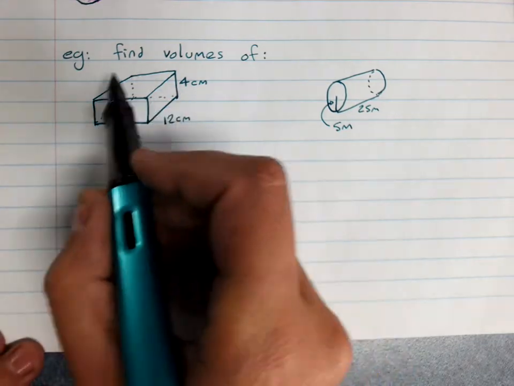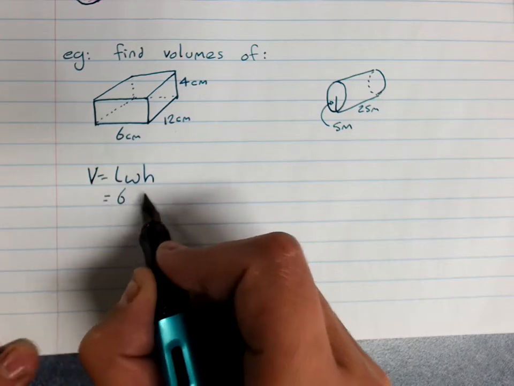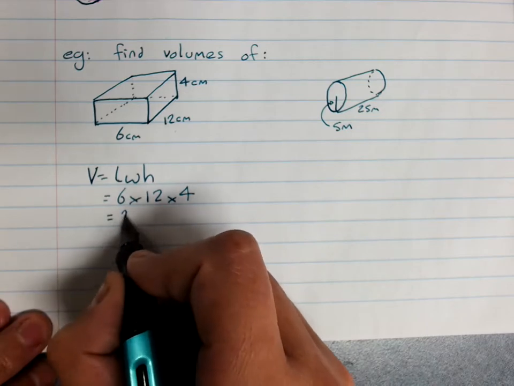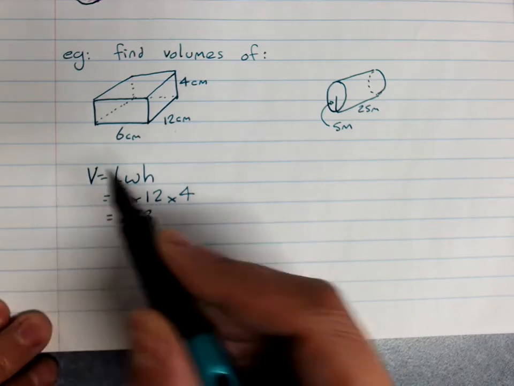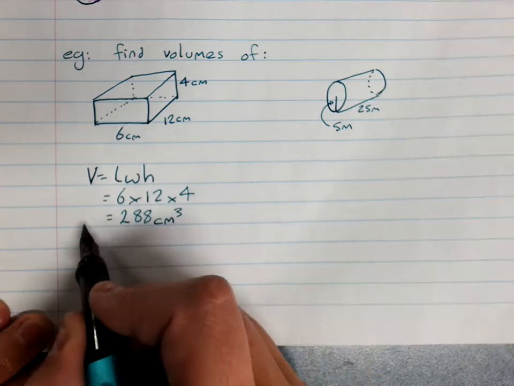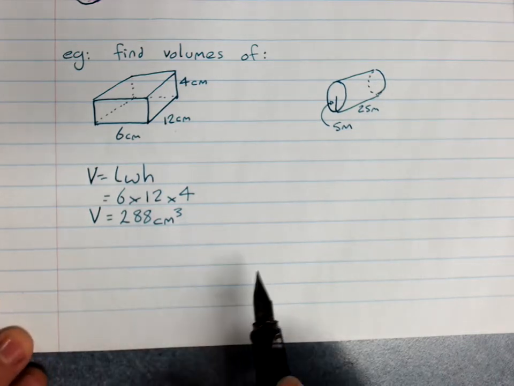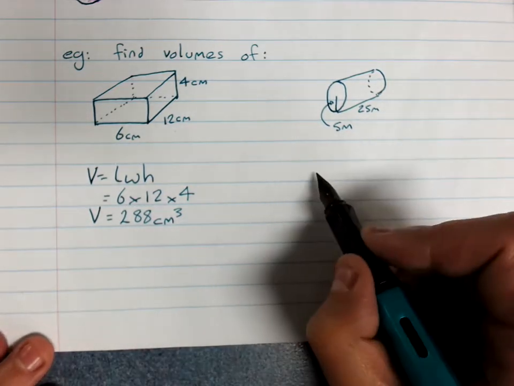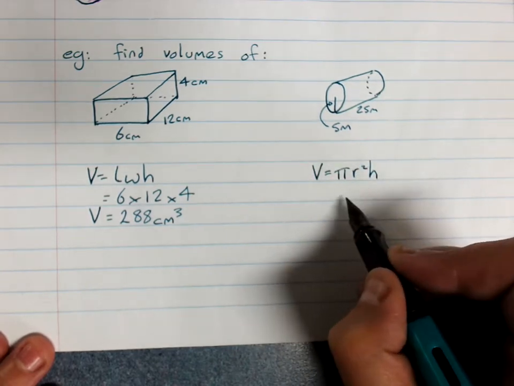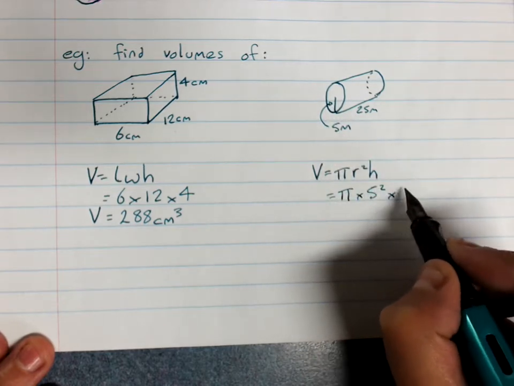So to find the volume of a rectangular prism, volume equals length times width times height. 6 times 12 times 4, which is 288, and we're measuring volume, 3-dimensional space, so we are in centimeters cubed. Formula, working, answer with units every single time. A rather badly drawn cylinder. The formula for a cylinder is pi r squared times height. So the radius is 5, this will be pi times 5 squared times 25.